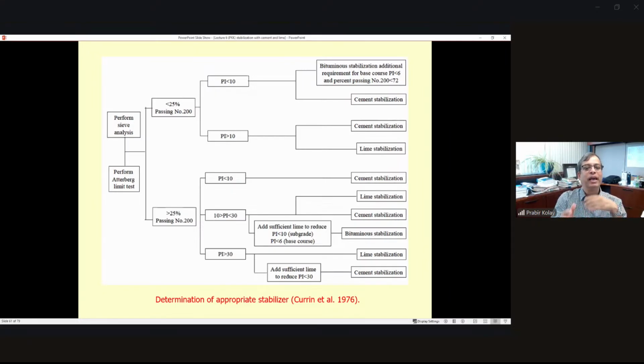For fly ash and GGBS and other combinations, we need to do tests, and then only you will know exactly how much the optimum value is. Okay? You need to do a lot of trial and error.